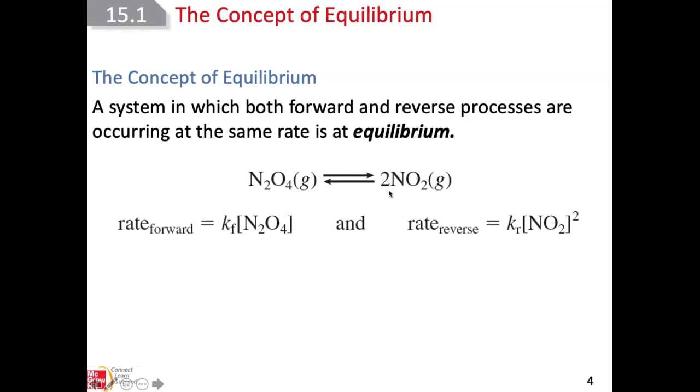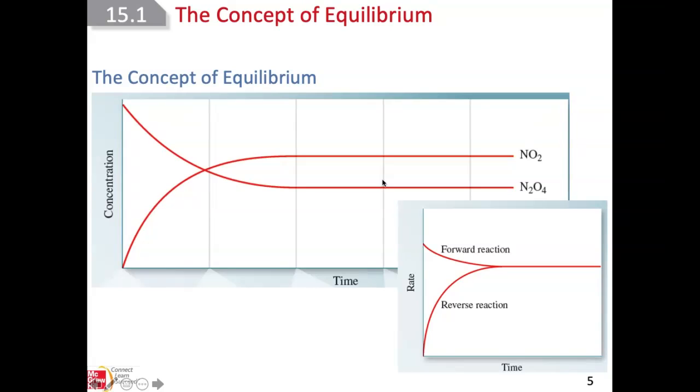So imagine this reaction is an elementary reaction. The rate of the forward reaction from left to right will be equal to the constant and the concentration of the reactant raised to the power of its coefficient. And the rate of the reverse reaction will be the constant and the concentration of NO2 raised to the power of its coefficient.